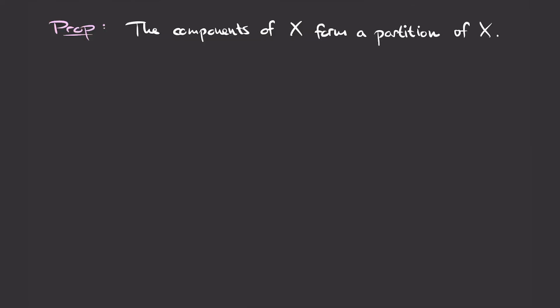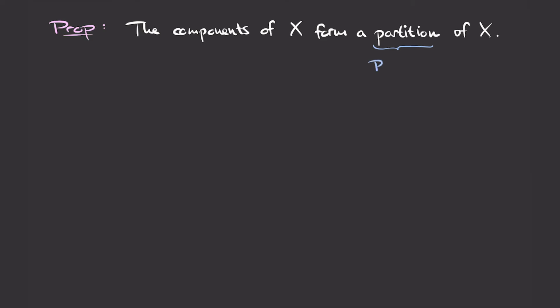All right, so I've already alluded to the idea when I gave the definition of components that they sort of divide our space into connected parts. The way to make this formal is to say that the components of our space X form a partition of that space. Recall that a partition of a set is a family of subsets that covers the set and where the individual subsets are disjoint from one another.